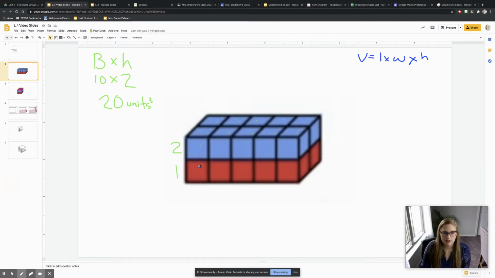So let's find the length first. I have 1, 2, 3, 4, 5. So my length is 5 times my width, the side, is 1, 2. And my height, I have 1, 2. So then I would just solve going from left to right. So 5 times 2 is 10. 10 times 2 is 20. And again, I would write units cubed because we're working with volume.